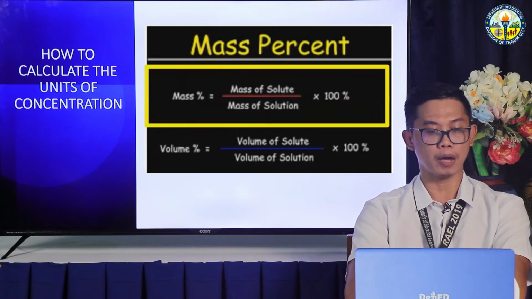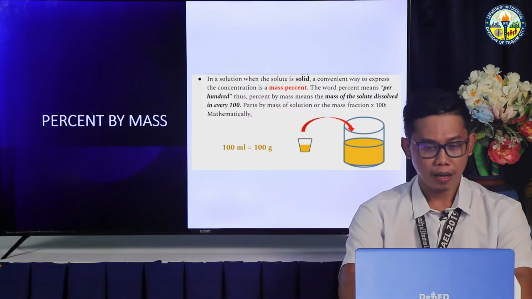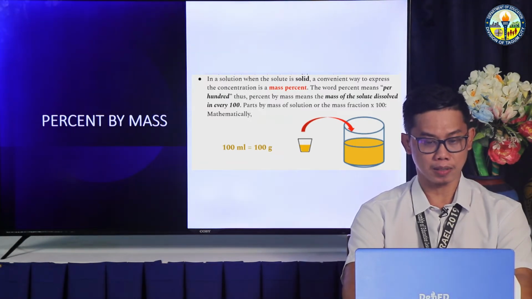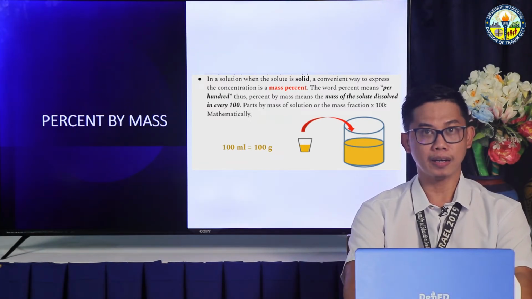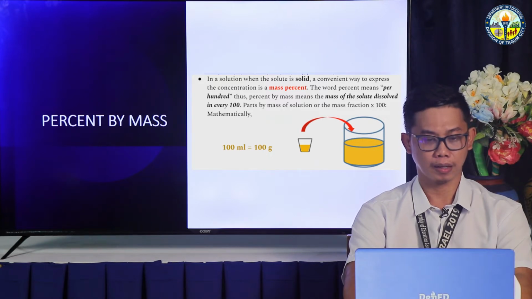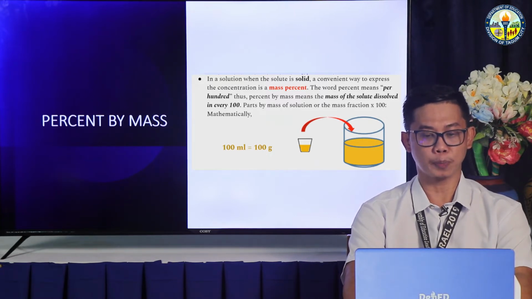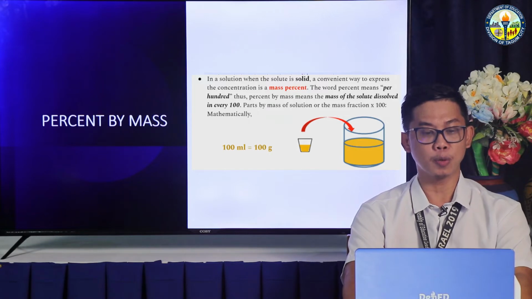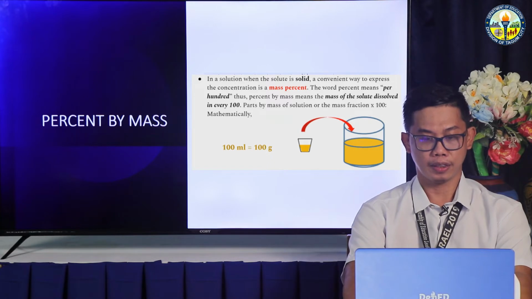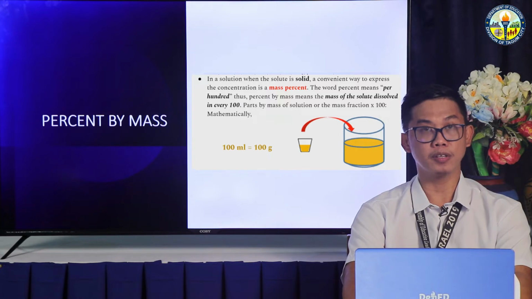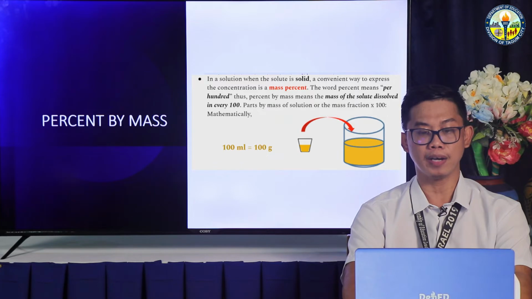Let us start with percent by mass in a solution when a solute is in solid form. A more convenient way to express the concentration is through percent by mass. The word percent means per 100. Thus, percent by mass means the mass of a solute dissolved in every 100 parts by mass of a solution, or the mass fraction multiplied by 100.